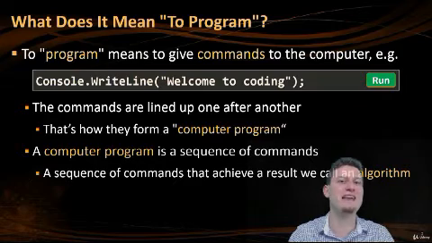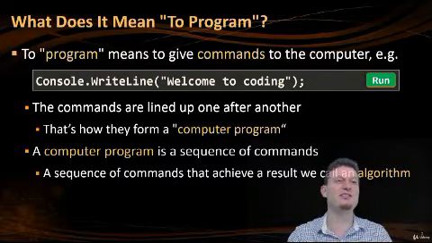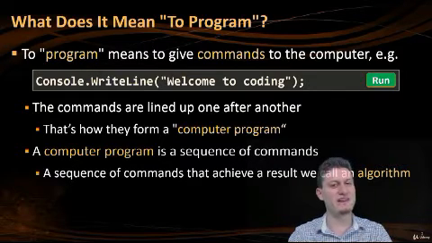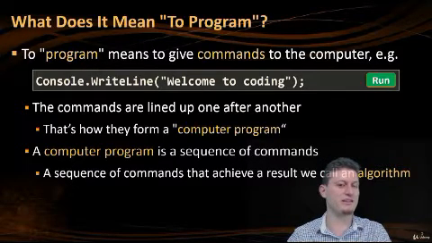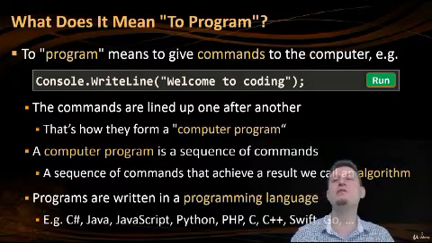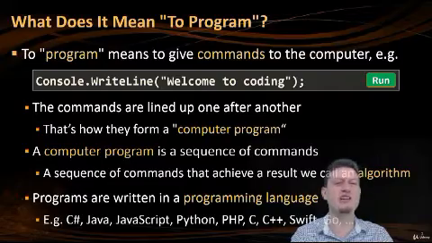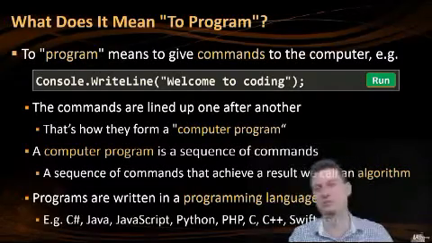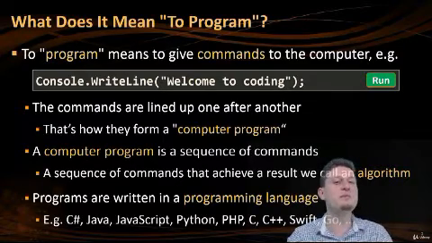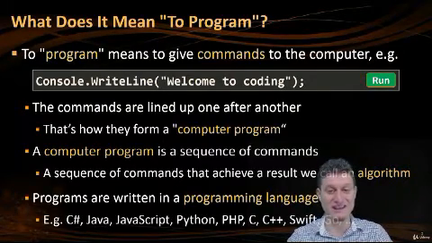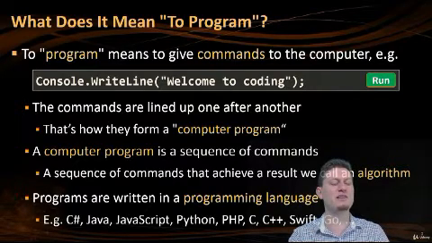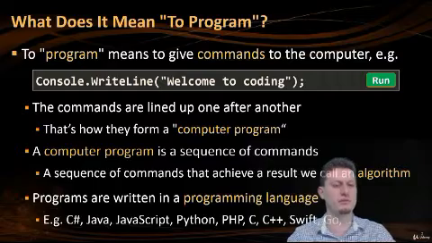For example, we can have an algorithm to find the square root of a given integer number, which consists of many steps which are done one after another to achieve this result. Programs are written in some programming language, a language like C#, Java, JavaScript, Python, PHP, C, C++, Swift, Go, Rust, and many other languages. Languages are a way to express the commands we want to give to the computer.